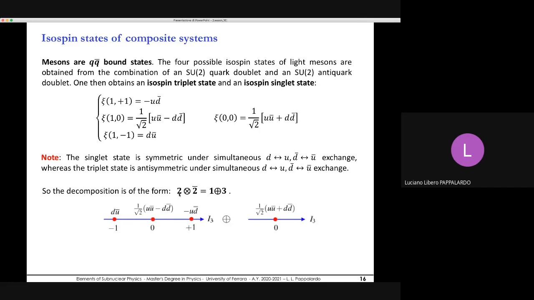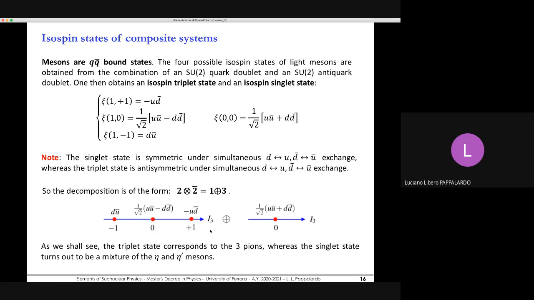Now we are decomposing a quark doublet with an antiquark doublet, and so in group theory you obtain again a singlet, which is symmetric, and the triplet, with the 3 components of isospin -1, 0, and +1. As we shall see already today, the triplet state corresponds to the 3 pions, whereas the singlet state turns out to be a mixture of the eta and eta prime mesons, and this will be studied later in the course.